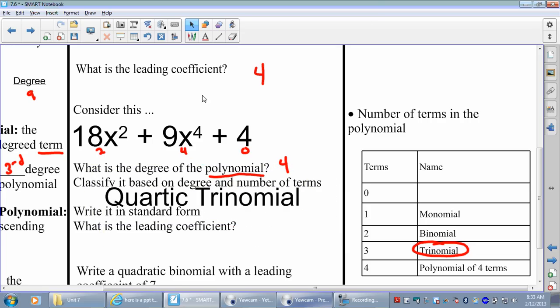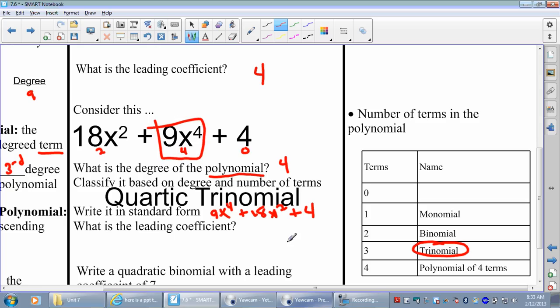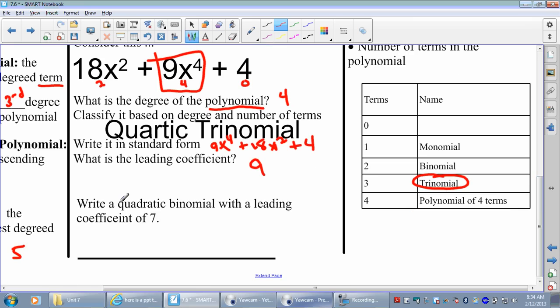Now, write it in standard form. Again, standard form is just descending order of exponent. So 9x to the 4th plus 18x squared plus 4. Now, what's the leading coefficient? Well, the highest degree term is this one. And what's the coefficient of it? It's 9.